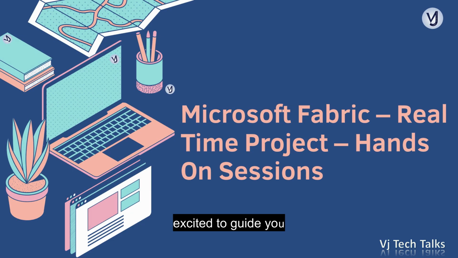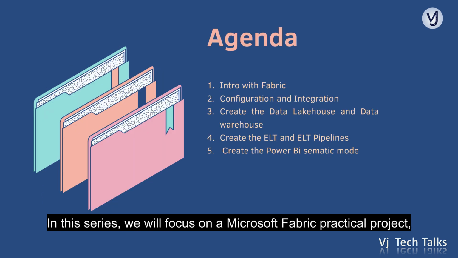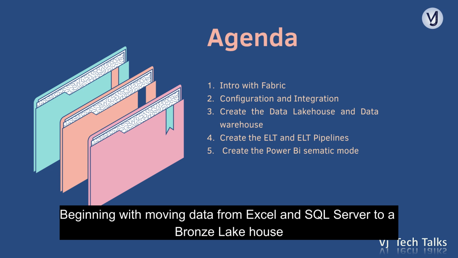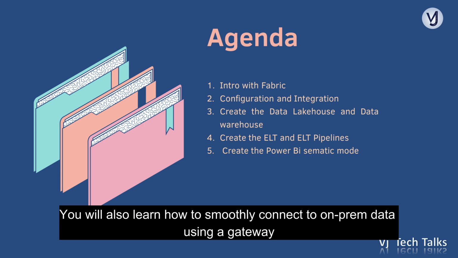I'm excited to guide you. In this series, we will focus on a Microsoft Fabric practical project, beginning with moving data from Excel and SQL Server to a Bronze Lakehouse using Gen 2 data flow. You will also learn how to smoothly connect to on-prem data using a gateway.